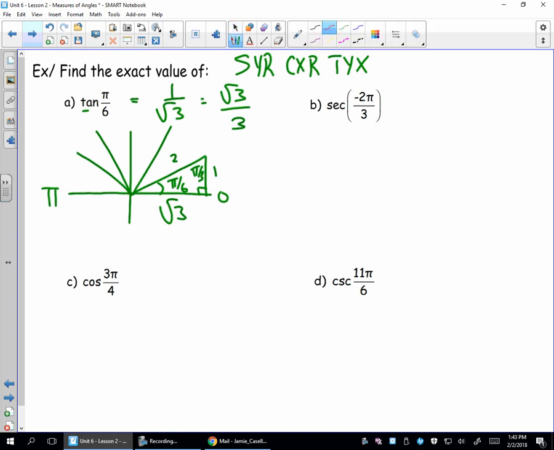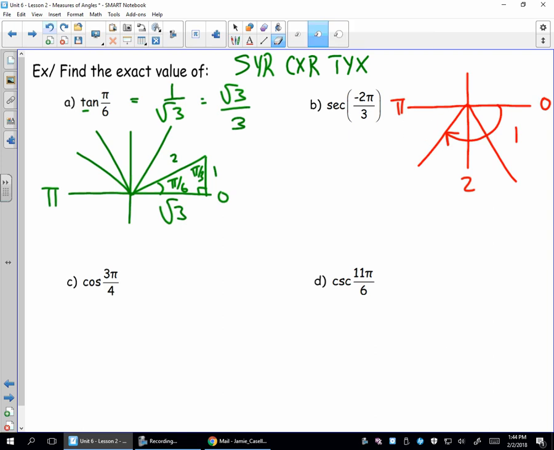Okay, let's try a new one. Secant, negative 2 pi over 3. Okay, so negatives, you might remember, work backwards. So if there's 0, I'm going to go clockwise. I want the negative direction. Okay, I want to go 2 pi over 3. Well, if I think of this as breaking into thirds, again, here's pi. This will be 1/3, 2/3, 3/3 is 1, 2, 3 of them. 2 pi over 3 is that far back.